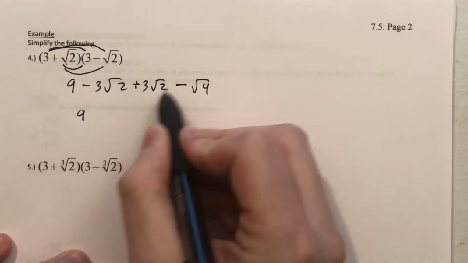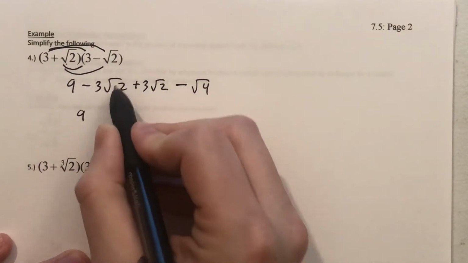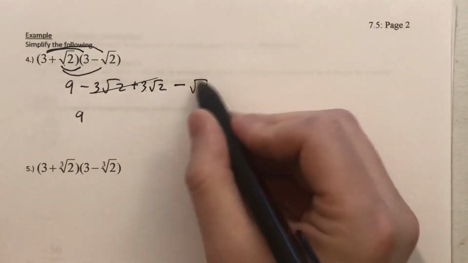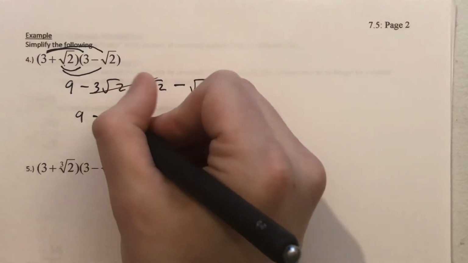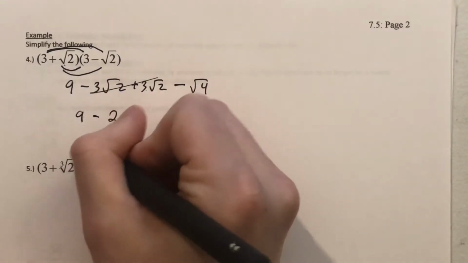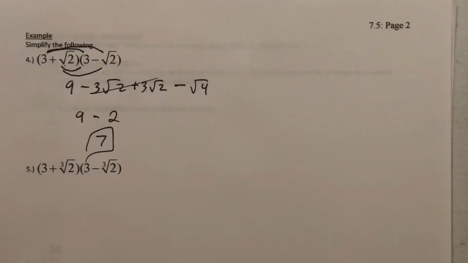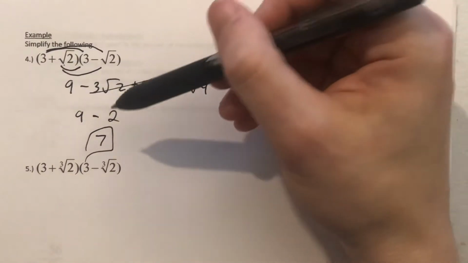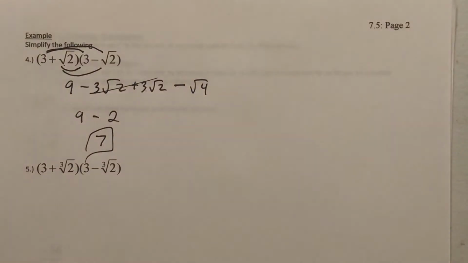So again, the square root of 2 makes them like terms. Minus 3 plus 3, though, takes each other out. That's 0. Like, they're gone. And then over here, the square root of 4 reduces very nicely to a 2, meaning our final answer for that is a 7. And again, just to point out, this was square root of 2 times square root of 2, and we got a 2, right? You squared a square root, and you got what was inside.